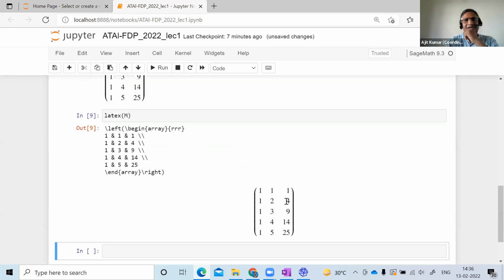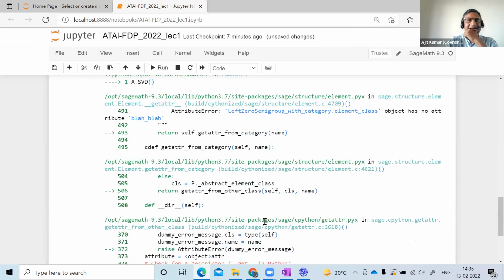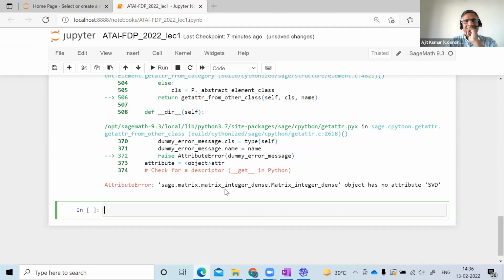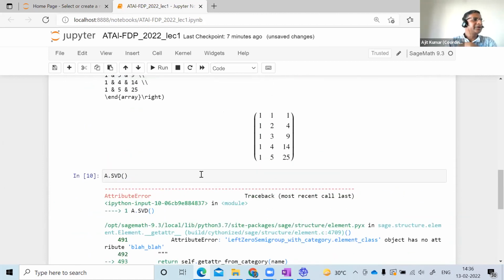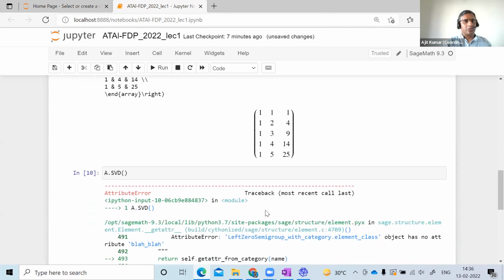Our aim is to find the singular value decomposition of this. Now, if you try A dot tab, there is a command called SVD, but it will give you an error saying the matrix integer dense object has no attribute SVD. That's because computing a singular value decomposition requires finding square roots and normalizing. At present it thinks of the matrix as a matrix over integers because we have not mentioned anything, so it will not work.